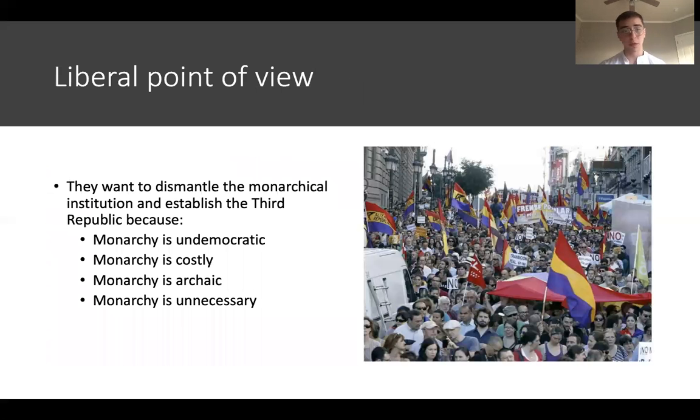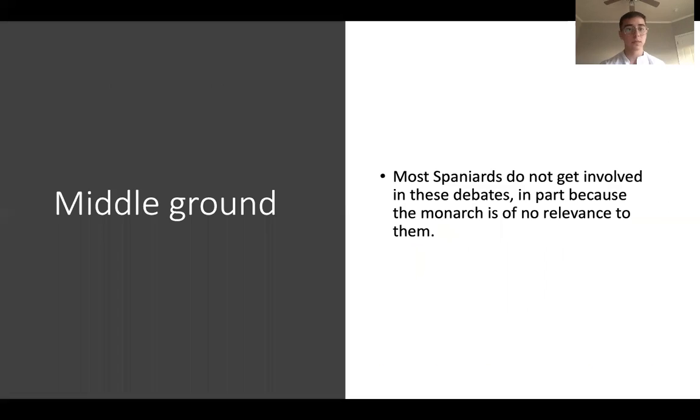Then we have the liberal point of view, which wants to dismantle this institution and install the third republic because the monarchy is undemocratic, costly, archaic, and unnecessary. Now the majority of Spaniards fall into this middle ground, which basically means they do not care about it. They do not care about politics, and especially they do not care about the king, since he doesn't play a big role in their everyday life. So they do not take any of the other sides.